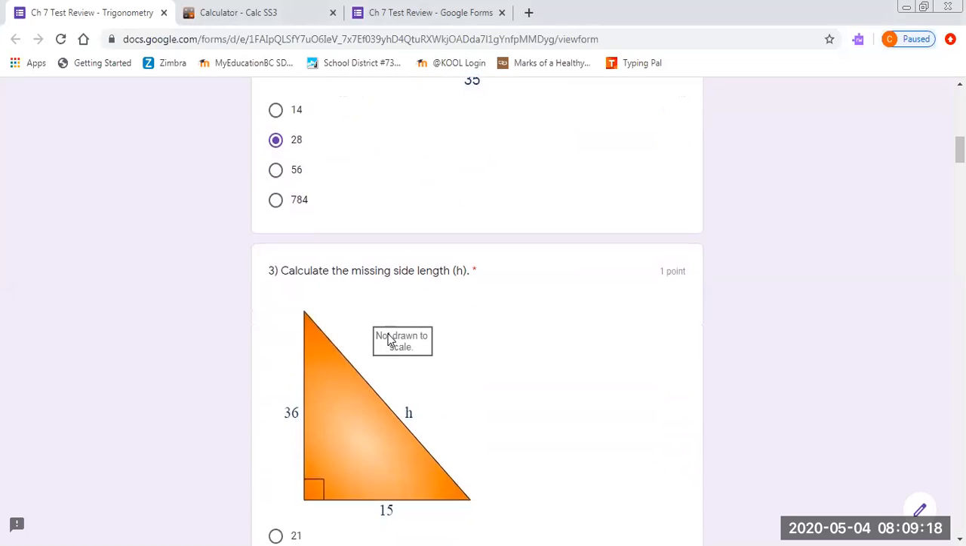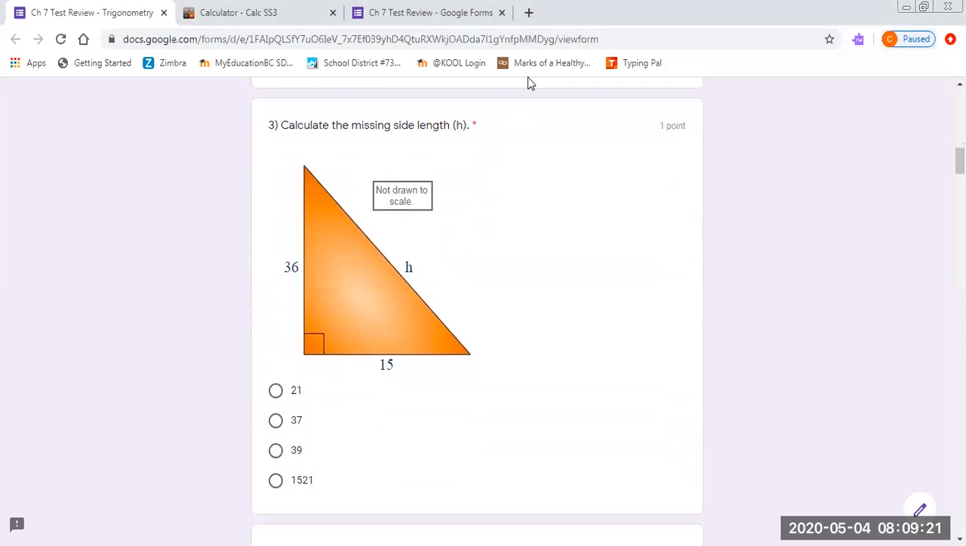Now, when we get to this question, we are looking at, same thing, a Pythagoras theorem question, but we don't know what the hypotenuse is. So what we have here is 36 squared, which is kind of like an A side, and we have 15 squared, which is like the B side, and those 2 collectively added together are going to make the hypotenuse squared.